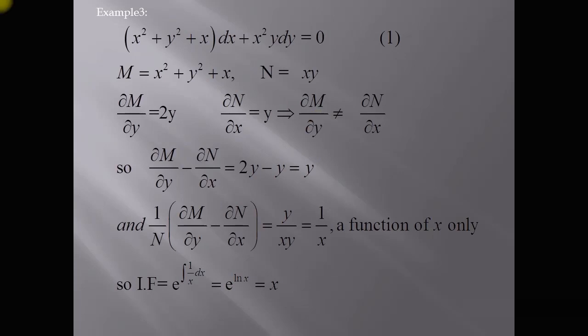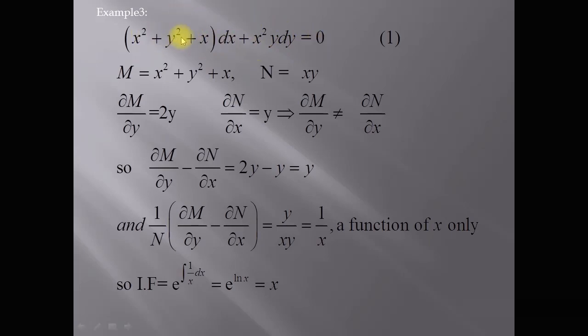Now let's move on to another example. Suppose we have a differential equation x square plus y square plus x dx plus x square y dy is equal to 0. This is equation number 1, and this is the given differential equation. First of all, check whether this differential equation is exact or non-exact.